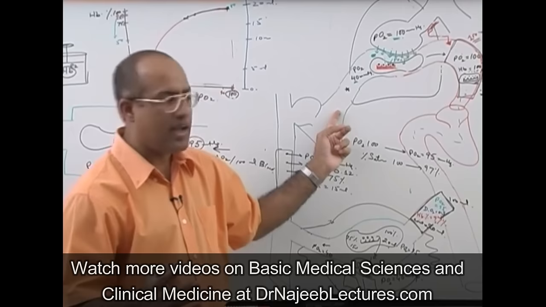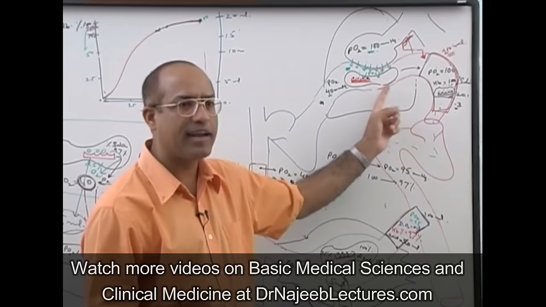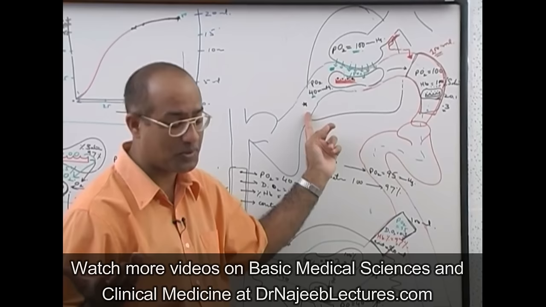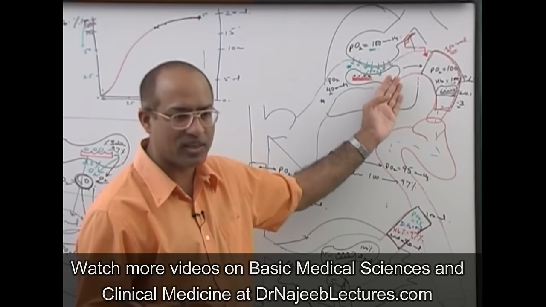When it is passing from here, what are the changes? Pressure from 40 goes to 100, saturation from 75 goes to approximately 100, and content from 15 ml per 100. You are going too fast. I'm slow. Your young brains, you know. Content from 15 ml oxygen per 100 ml is going to approximately 20 ml per 100 ml.